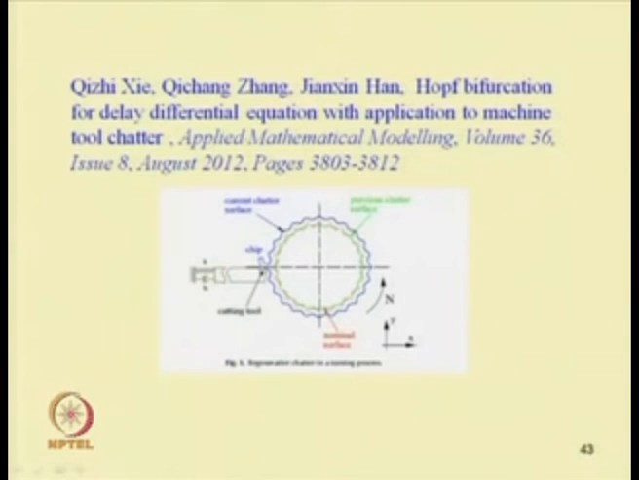Similarly, one can study the turning process, in which a regenerative chatter occurs. This paper by Ji, Zhang and Hao, Hopf bifurcation for delay differential equation with application to machine tool chatter, was published in Applied Mathematical Modelling in 2012. One can further study these papers to know more about this Hopf bifurcation.